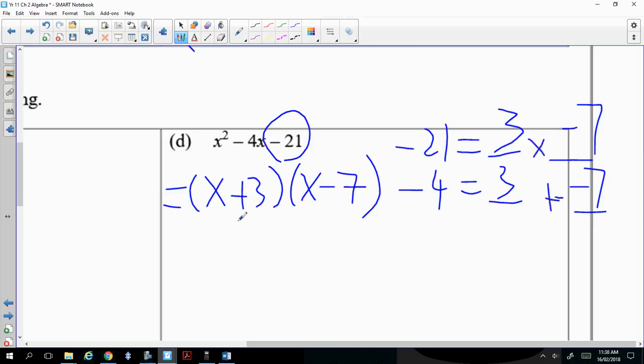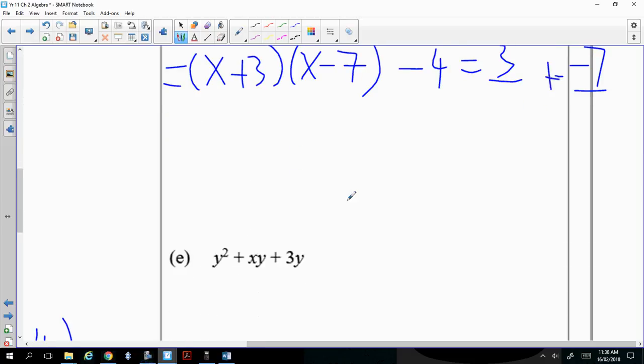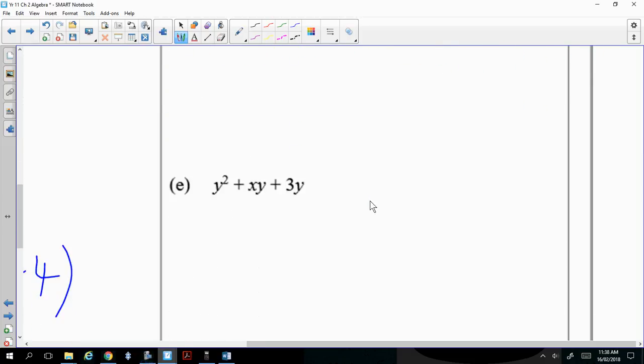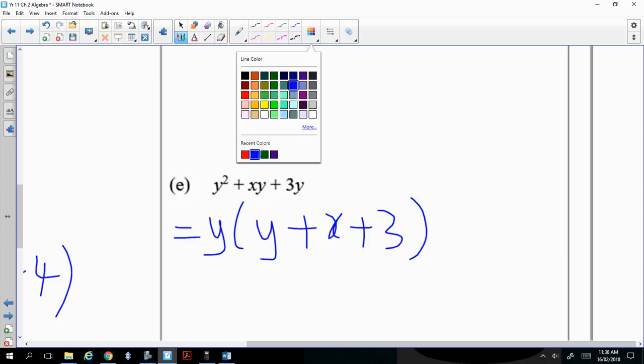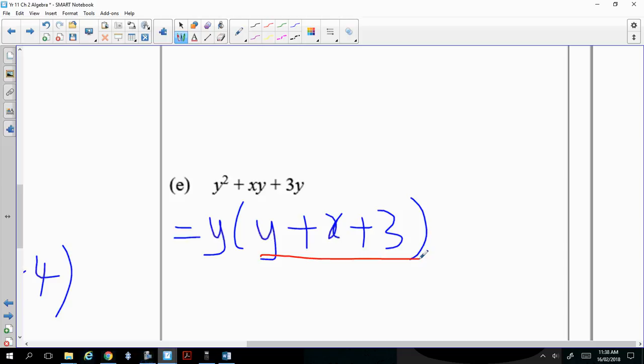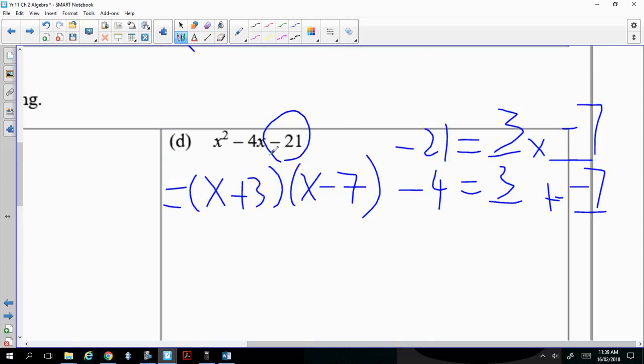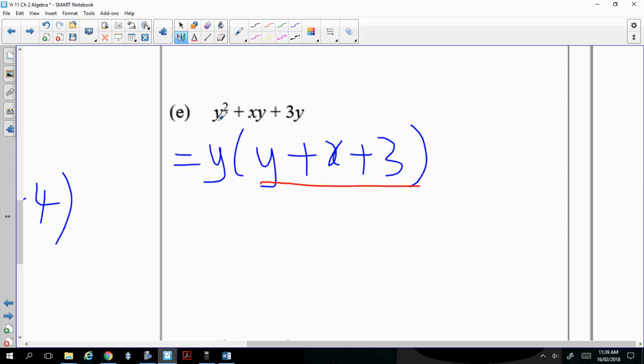Alright, are there common factors? This one does. Y is common. And then, is there a quadratic inside? No. Can we do anything more? No. See, different. The previous one you can do as a quadratic, but in this one, once you take the y out, it's no longer quadratic. So it's different. Okay. Alright, next one.